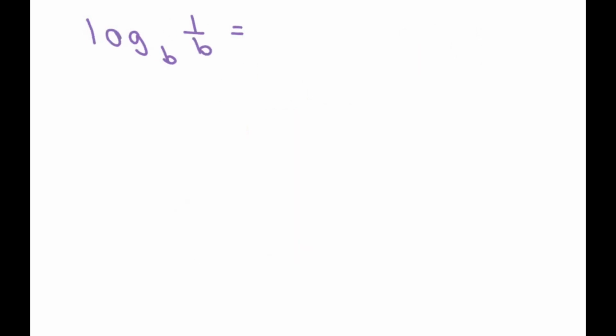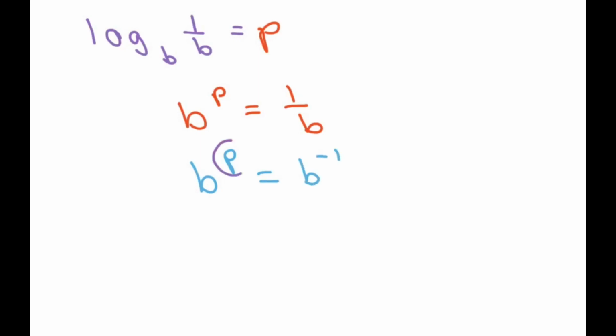Okay, next one. It's the last one. I'm going to go ahead and set this to a power. So we have b to a certain power equals 1 over b, and this is very similar to the one we just did. We can write this as b to the power equals b to the -1. That means we have p equals -1.